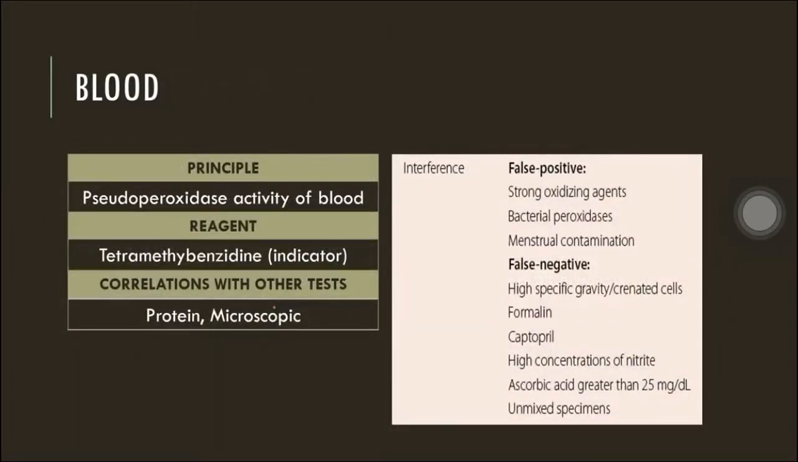Now we move on to the technicalities of the blood reagent pad. The principle of the blood reagent pad is pseudoperoxidase activity of blood. Na-mention natin ito kanina, pseudoperoxidase. Kapag may mga oxidase, affected yan by the mga oxidizing substances such as detergent. Affected din yan ng mga reducing substances such as ascorbic acid. Going back to the reagent, ang reagent lang niya is basically indicator tetramethylbenzidine. It is correlated with results for protein and other microscopic results. So again, microscopic of course for the presence of RBCs.